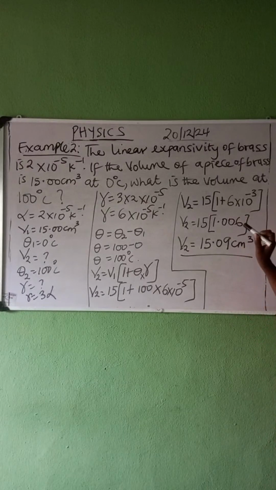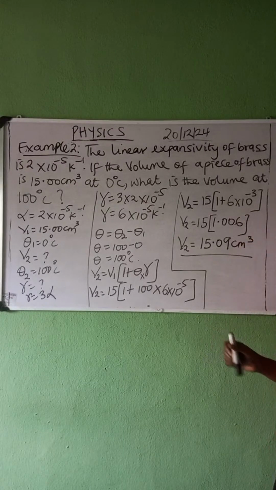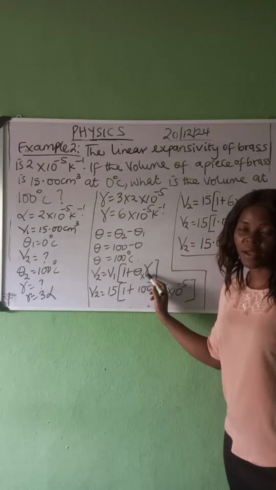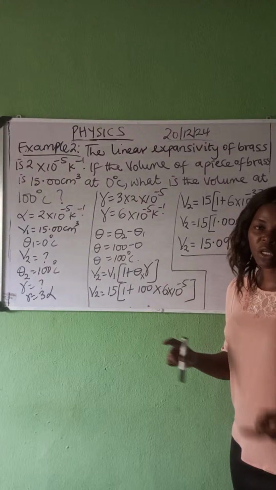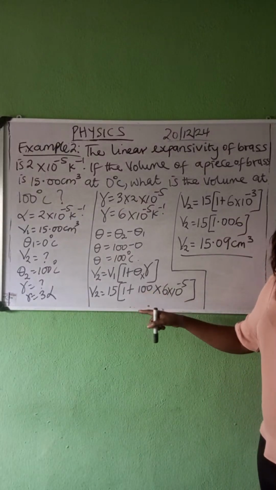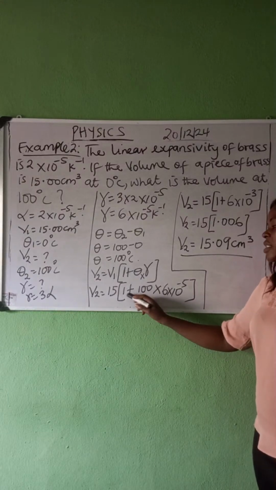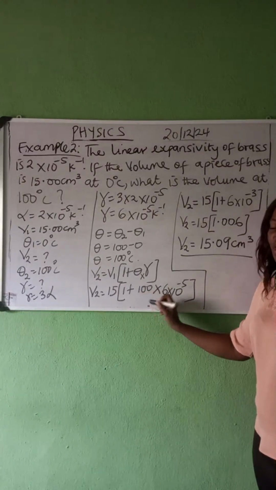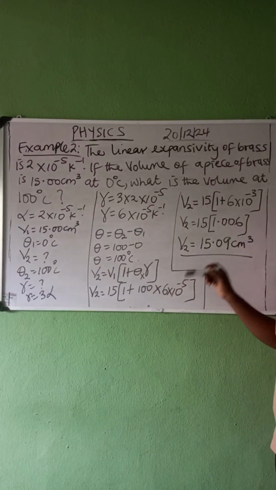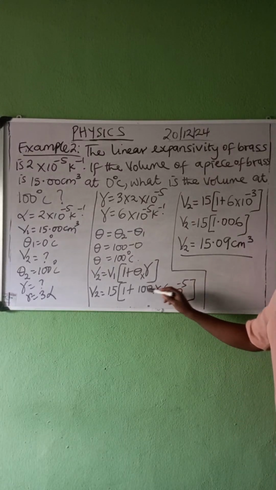Now, we substitute in what we have, and I told you before that there is a multiplication sign connecting. What we are going to do is to multiply them together before we add what? 1. If not, your answer will be wrong. If you say 1 plus 100 before you multiply, your answer will be wrong. So to be on the safe side, multiply these two together before you add what?